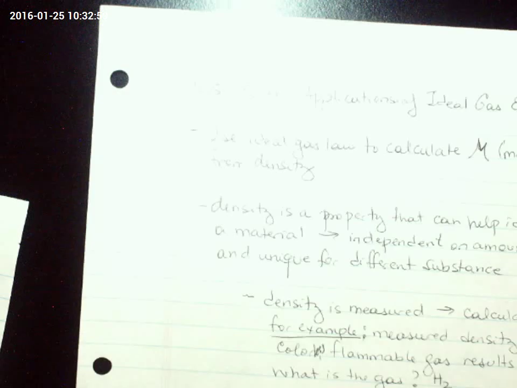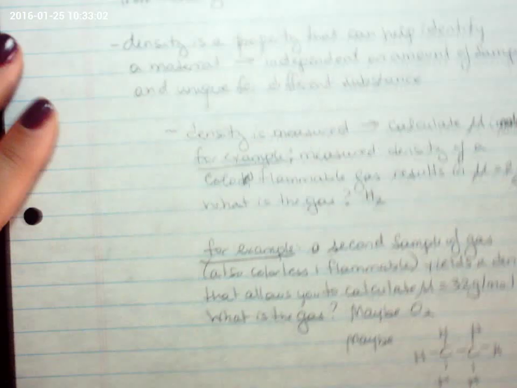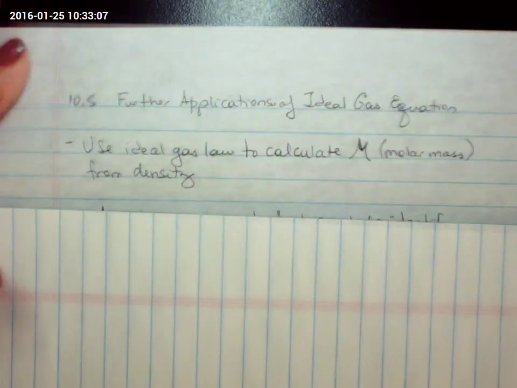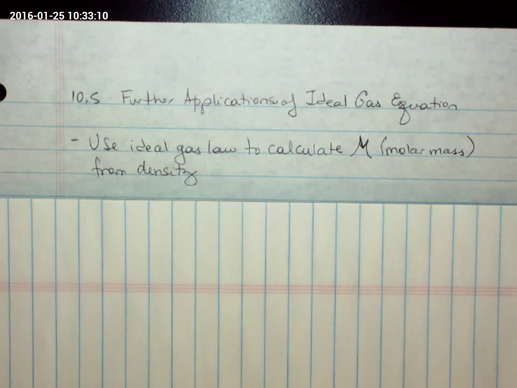All right, the next thing that we need to talk about is some further applications of the ideal gas law, and these are some notes that I want you to write down. This is 10.5 in your book. 10.5 is called Further Applications of the Ideal Gas Equation. And what you're going to be asked to do in this next section is to use the ideal gas law to calculate capital M. I try to write it in a kind of frilly, cursive way so that you don't confuse it with capital M for molarity.